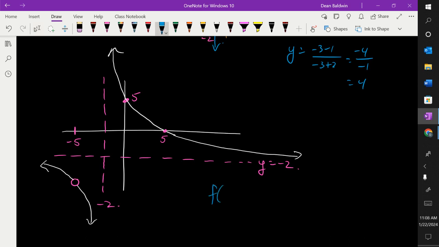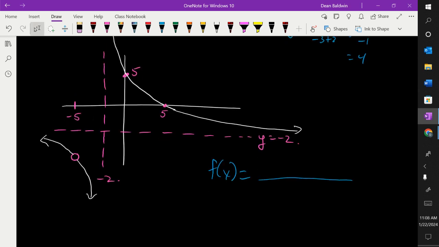Boom. F of x equals. Okay, what do we do? What should you do right away? What's the easy thing to pick out? POD is at negative 5. So what does that mean? Yeah, so that means you have an x plus 5 in the numerator and an x plus 5 in the denominator.